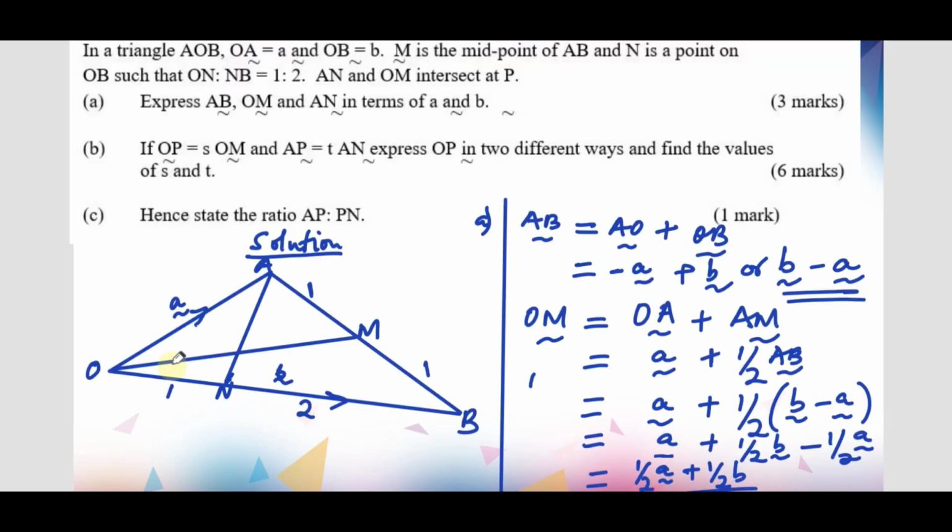So therefore, AO is negative A plus ON. Let's go back to the diagram. ON will be given by, looking at this ratio, a third B. So this one therefore will give us plus a third B. You can also write this one as a third B minus A. So that is all for that part.